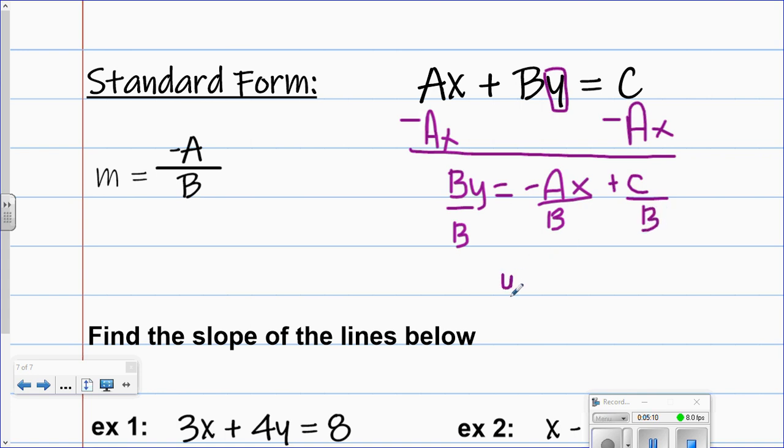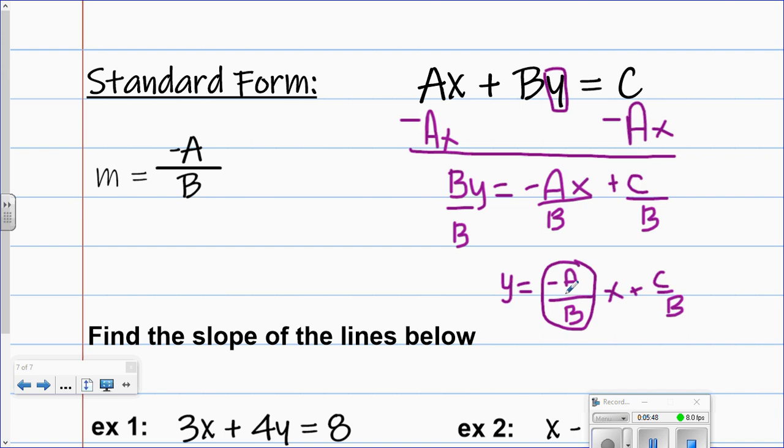And so y would be equal to negative a over b x plus c over b. And so we're looking for the slope. We know that the slope is, remember, what is in front of the x when it's solved for y. And so here's your slope here, which is just the negative a over b. So kind of keep that in mind.